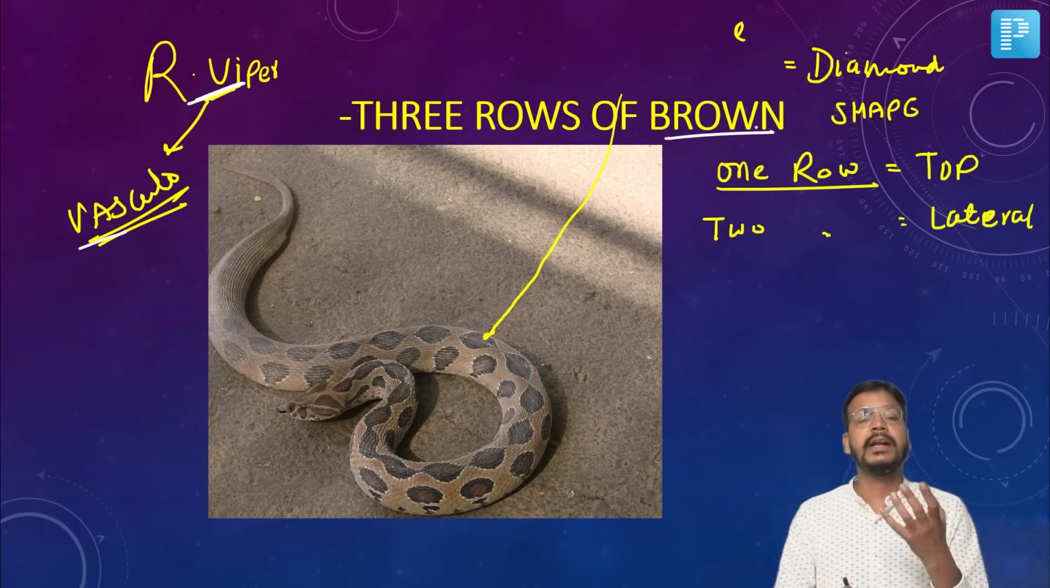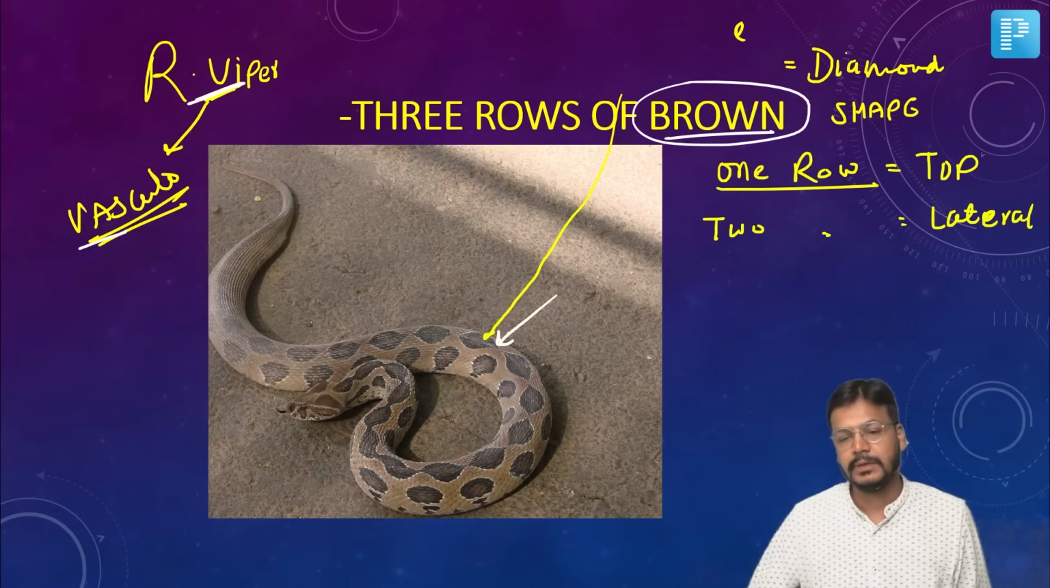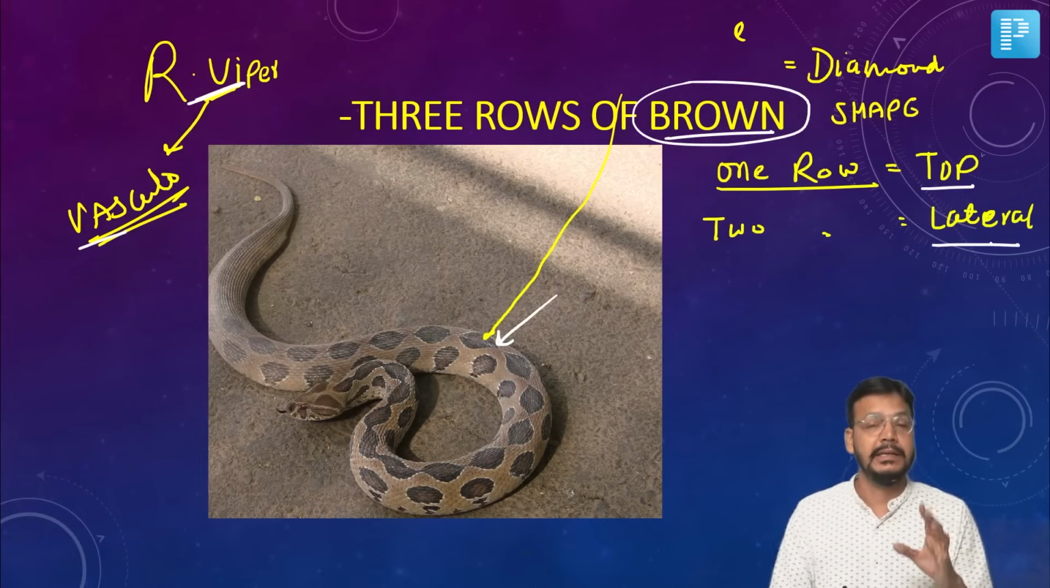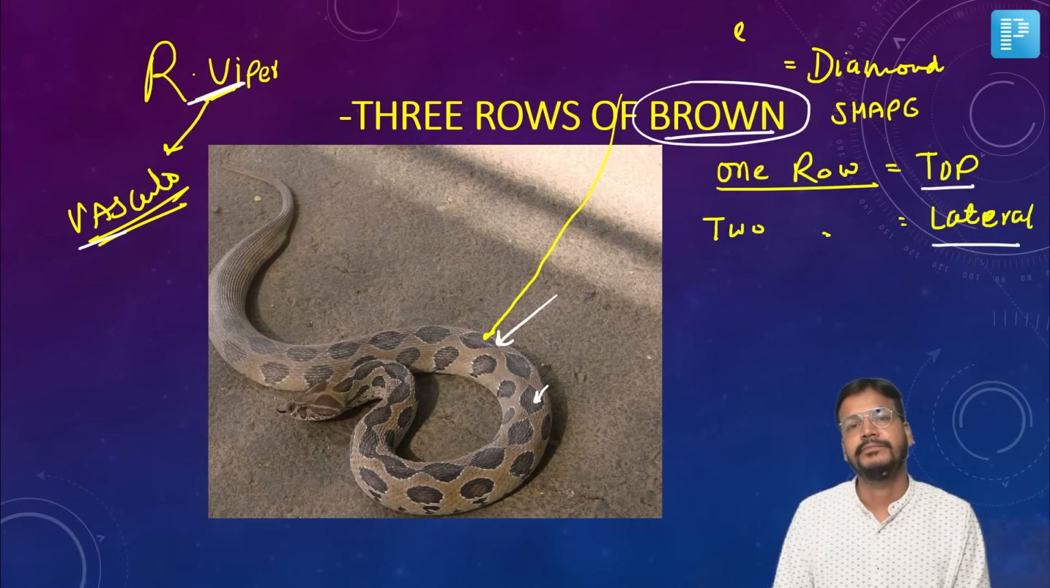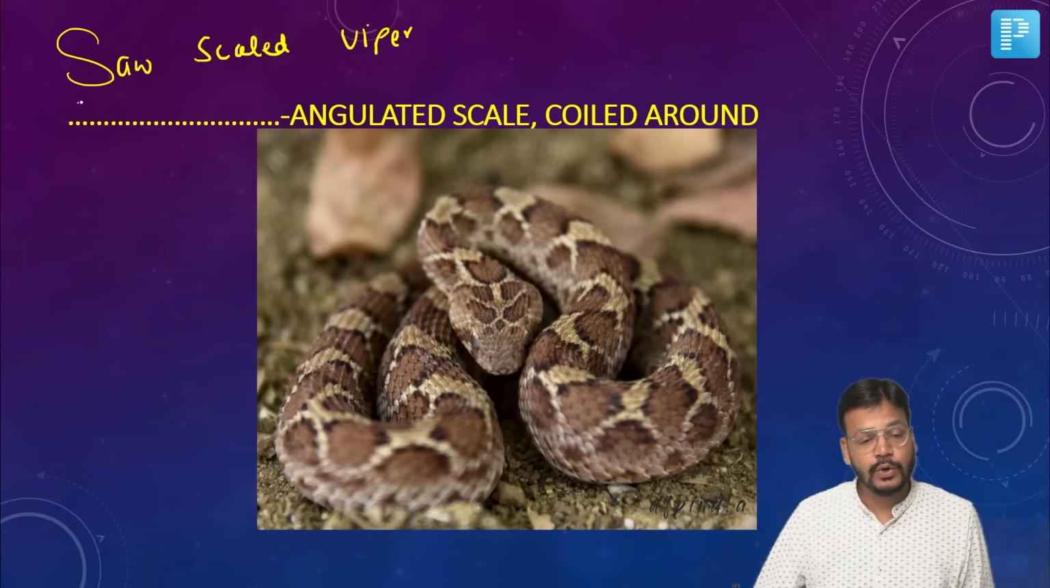And doctor, how to identify the viper? 3 rows of brown shaped scale. You can see, the one on the top, 2 on the lateral. These are diamond shaped. Can you see the shape? Diamond shape, 3 rows of the brown color scale. This is V for viper, V for vasculotoxic. Bleeding will be there. Saw scale viper.